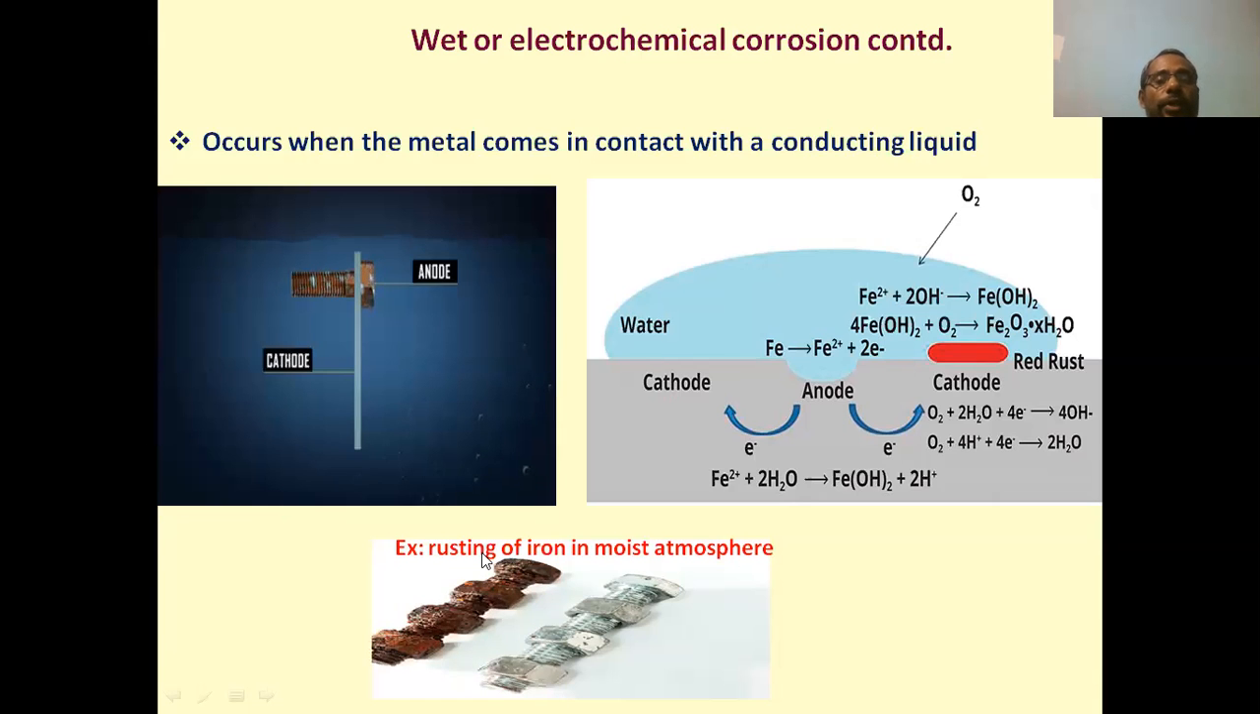Here is another example. This is a single metal. One part acts as an anode, the other part acts as a cathode, and this is the water, which acts as an electrolyte. This anode undergoes corrosion. As I have explained, the anode, where oxidation takes place, undergoes corrosion. So the corrosion takes place at the anode.